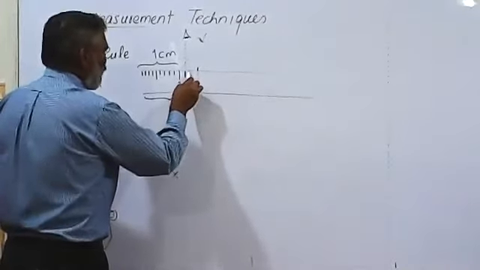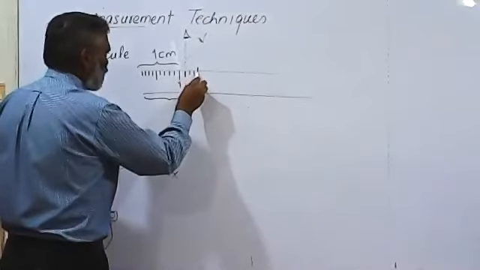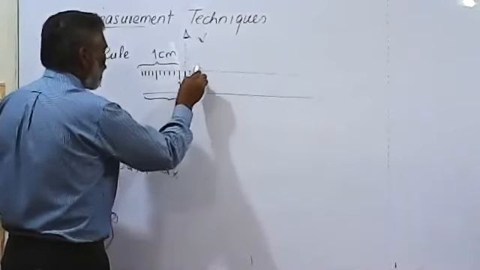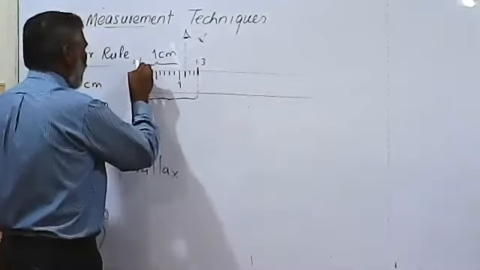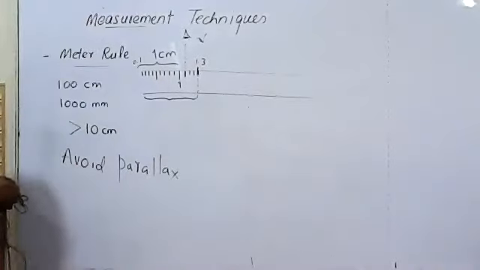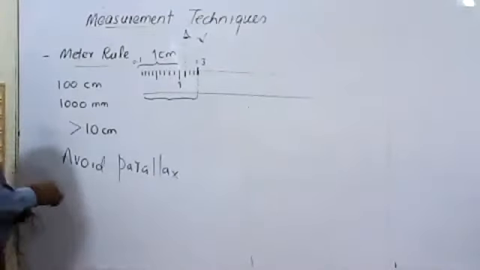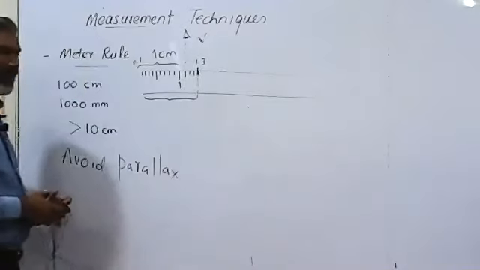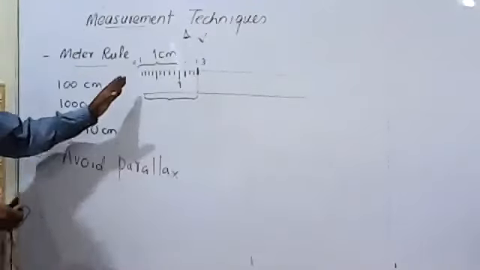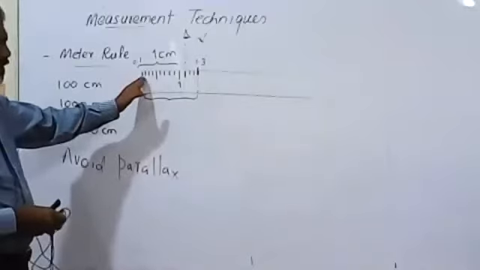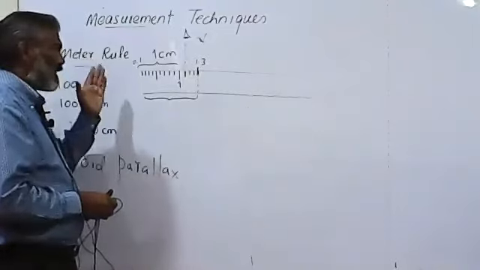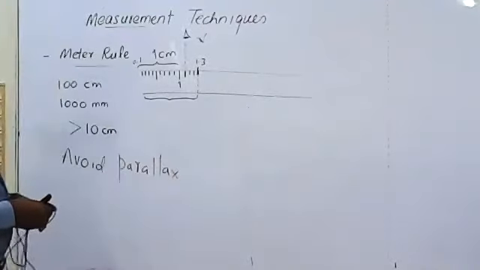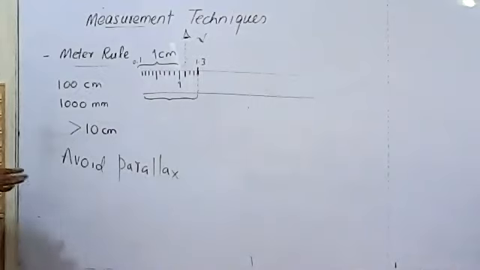let's say I know this is 1.3. 1.3 minus 0.1 will be our reading. So necessary correction is to be applied if we are starting from any other position other than 0. If 0 is broken, if 0 is let's say not visible there, so in any such situation we apply the correction. So simple rules to follow using meter rule.